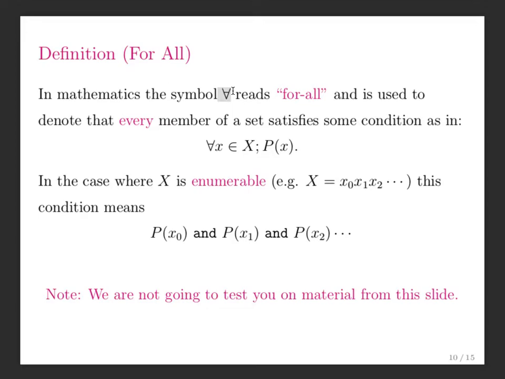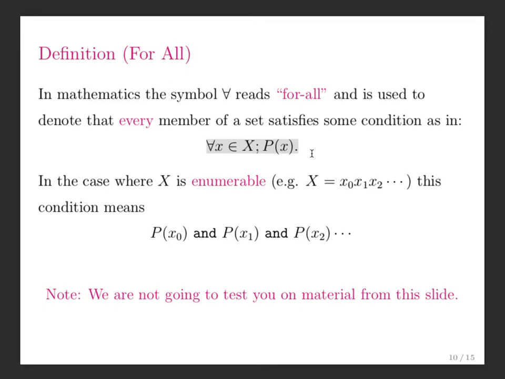It made me feel super smart. So this was one of my favorites. The upside down A is a symbol that reads "for all," and is used to denote that every member of a set satisfies some condition. So a statement like this would read, for every x in X, P(x), right? That means P(x) is true.